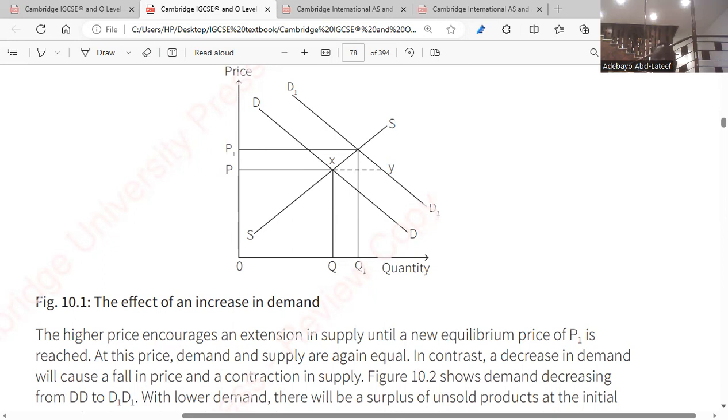Because it's only when price increases that firms will be willing to supply more to the market. So price will increase from P to P1. The quantity supplied to the market will extend from Q to Q1 so that we can meet D to D1. So the graph is logically like this. Let me pause this.